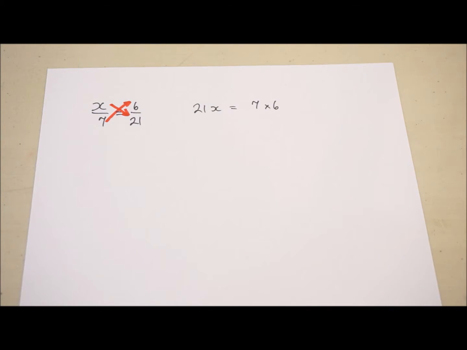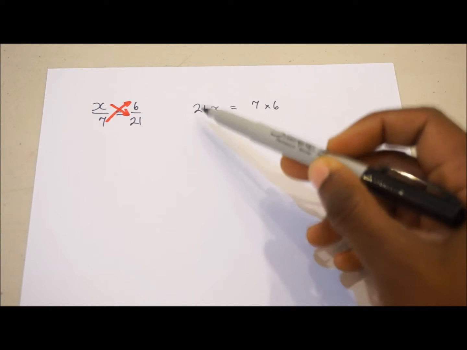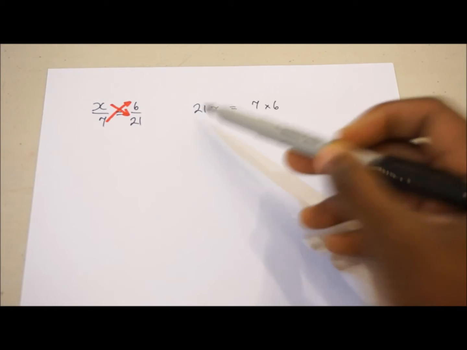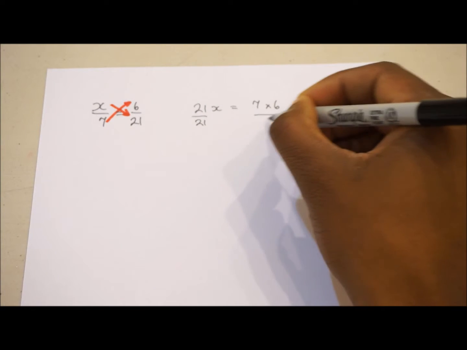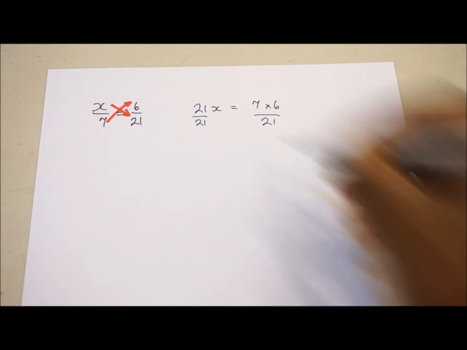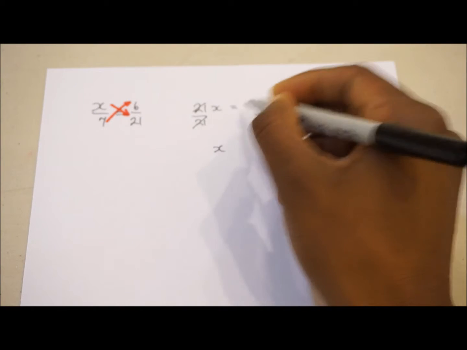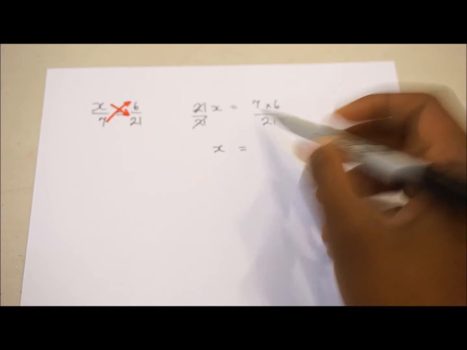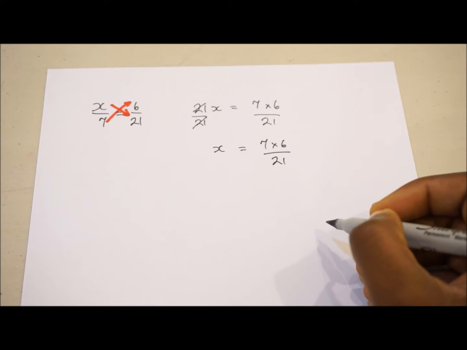And then from there, we go back to our principles of algebra. We are trying to isolate the x. If we want x by itself, we need to divide each side of the problem by 21. Therefore, I divide by 21 here, I divide by 21 here. What happens here is that my x remains by itself. The 21 cancels out the other 21, and I'm left with just an x. Equal sign returns, and now I have 7 times 6 divided by 21.